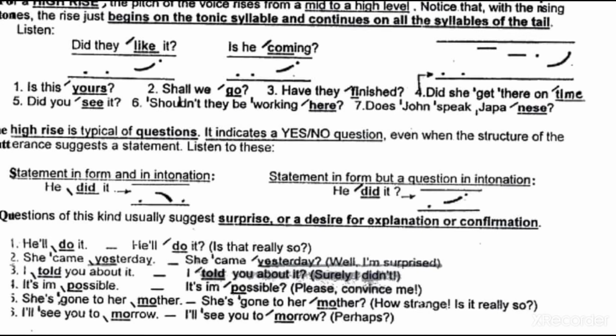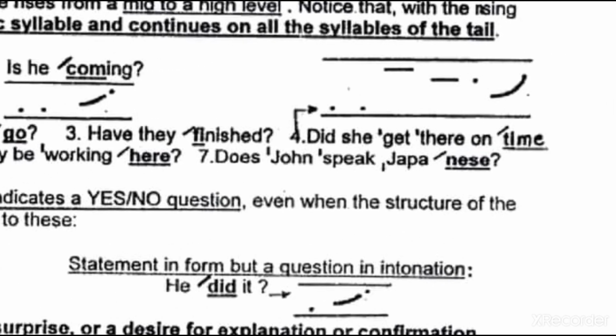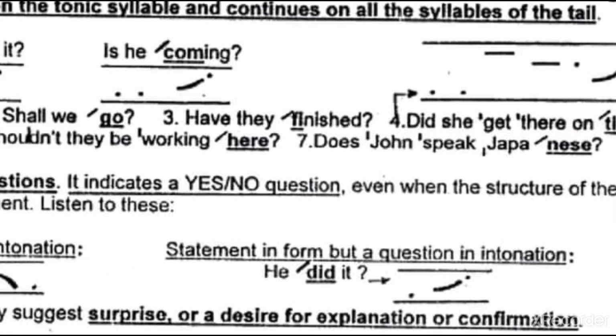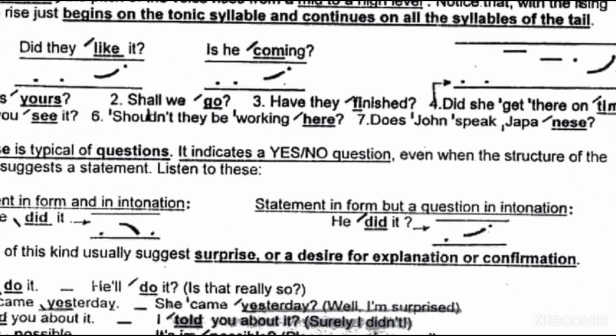So here we have the graphic representation for this sentence. Did she get there on time? So did, low dot; she, low dot; get, a high long dash; there, a long dash a little bit lower than the first one; on, a dot on the same level; and then time, which carries the TS. Here it's a high rise, so from a mid and rises to a high level. And then we carry on with the sentences.